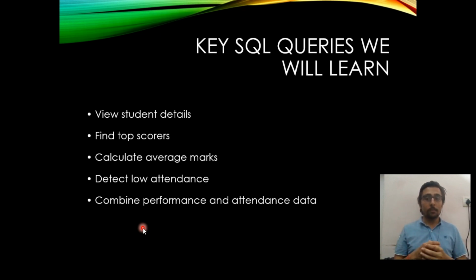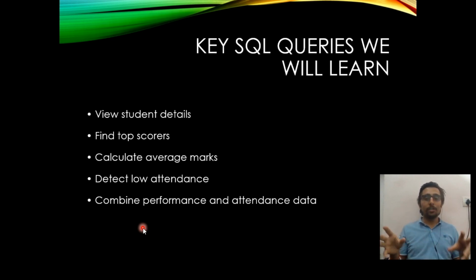We'll just see that 85%. We'll set some point benchmark. Okay, this student has scored this much marks, so he is the top scorer. So we'll also be calculating average marks of the students of the class, and we'll also be working on detecting students with low attendance so that we can try to explain to them how they can improve it.